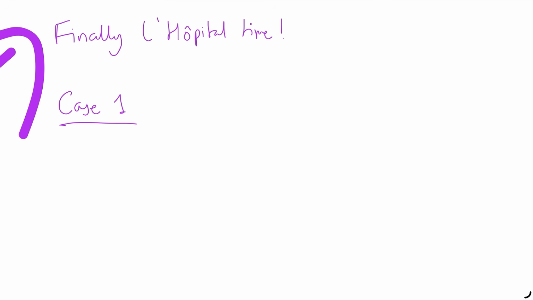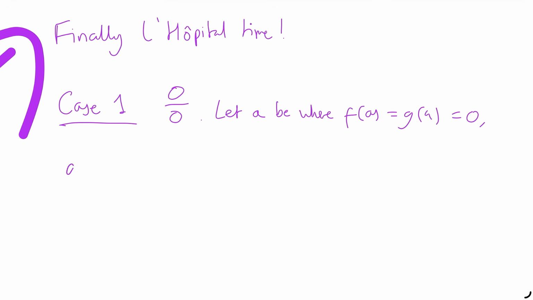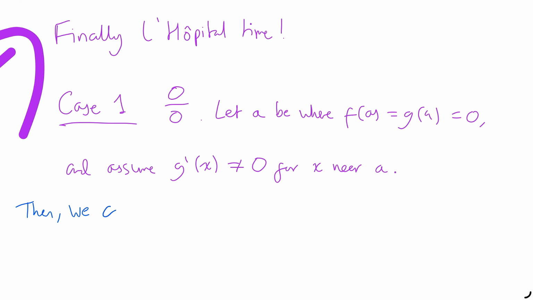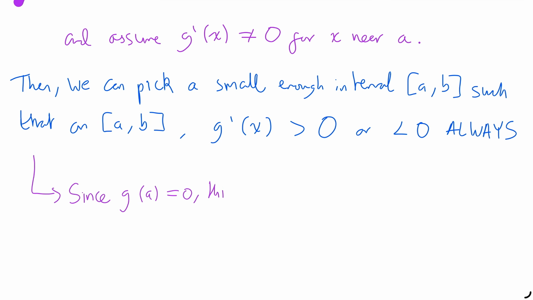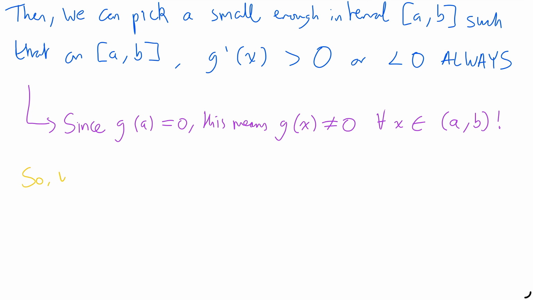Alright, so we're going to define a as the point where f of a equals g of a equals 0. Now the thing we need is that g prime of x does not equal 0 near x at a. This is the assumption for L'Hopital's rule, and it's almost always true. And then we can pick a suitably small interval a, b, such that g prime of x is either always positive or always negative on this interval, which means that on the interval from a to b, g of x does not equal 0. So what this means for us is that for all values of x in the interval from a to b, we can apply the Cauchy mean value theorem to the interval a to x.